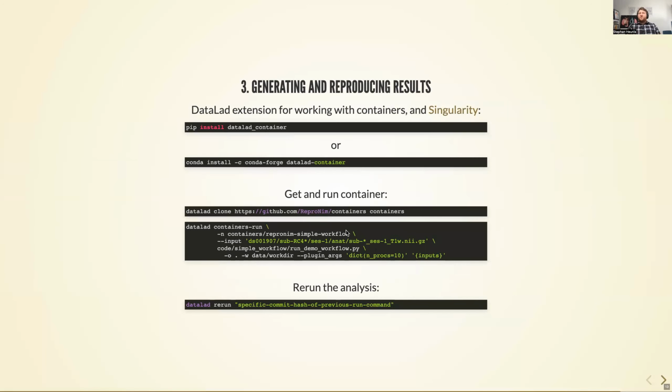You have to generate results after you have the data. And in order to do that, if you specifically want to run a containerized pipeline, you have to have a DataLad extension called DataLad container. And you can install it with pip or conda. And then you also have to have the container itself. And there's an example of a set of ReproNim containers where one of them will be used as a pipeline to run on the input data. And the command we use here is datalad containers-run. And that captures a run command provenance record. And once it's done, we can rerun that by using the commit hash of that run command.